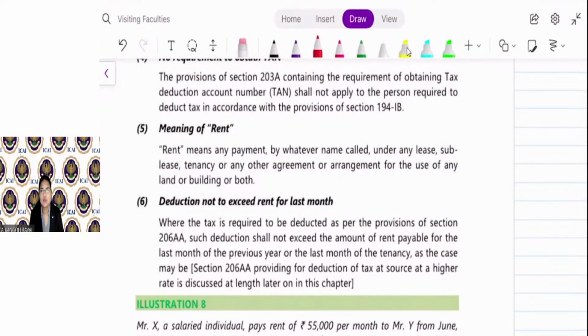194I is applicable to those individuals whose turnover in the last year is more than 1 crore. And 194IB is applicable to those individuals whose turnover in the last year is less than 1 crore. Clear, Nikita? See, the 50,000 per month limit you have to check for each house separately. And if the rent is paid by HUF, then this section is applicable to HUF.